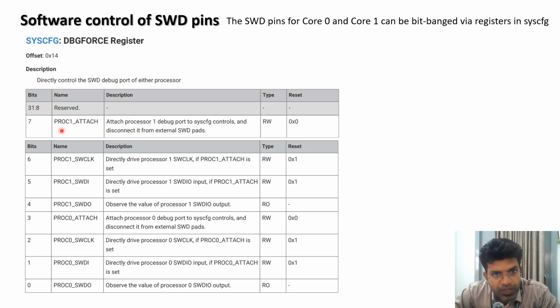Here also you can see the description. Processor 1 attach, processor 1 debug controls, and disconnect. So each and every operation that you can perform can actually be seen, modified and controlled by these registers. There are so many other registers beyond this. You can explore it from the data sheet, and you can learn.